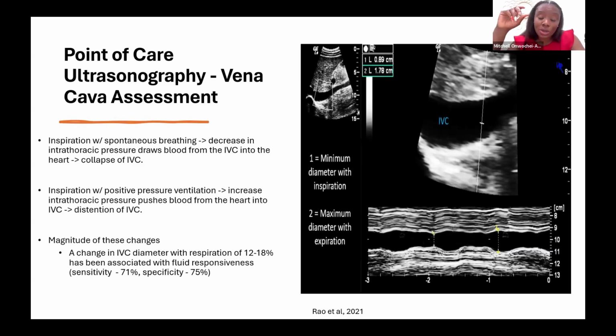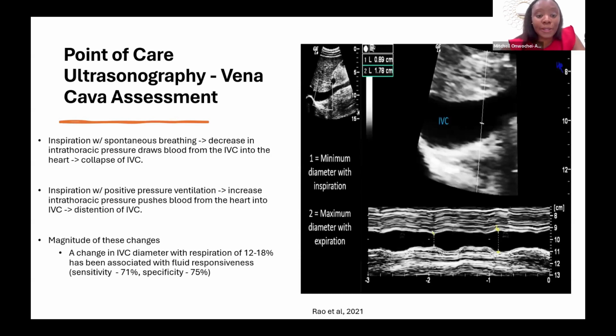So your IVC collapses, whereas with positive pressure ventilation, the opposite happens. There's increased intrathoracic pressure with inspiration, which pushes blood from the heart into the IVC, so your IVC distends. But what you have to look at is the differences in the sizes. This is how plump does my IVC get during inspiration versus how much does it collapse during expiration.